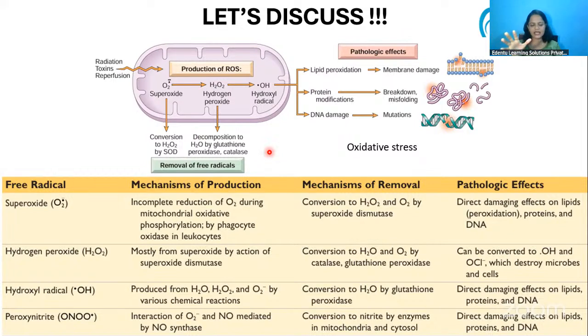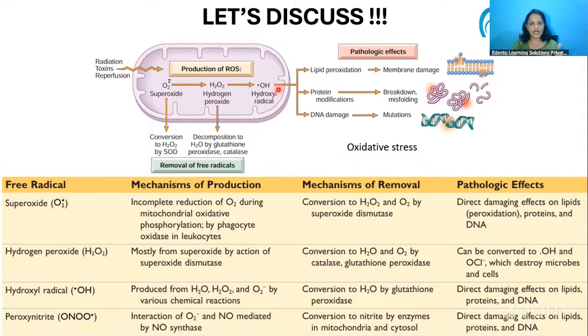Okay, there are enzymes inside the cell itself that will readily convert these reactive oxygen species to very harmless products like water or hydrogen peroxide. Among these three reactive oxygen species, the hydroxyl radical is the most dangerous one because it has the ability to produce pathological effects inside the cell.